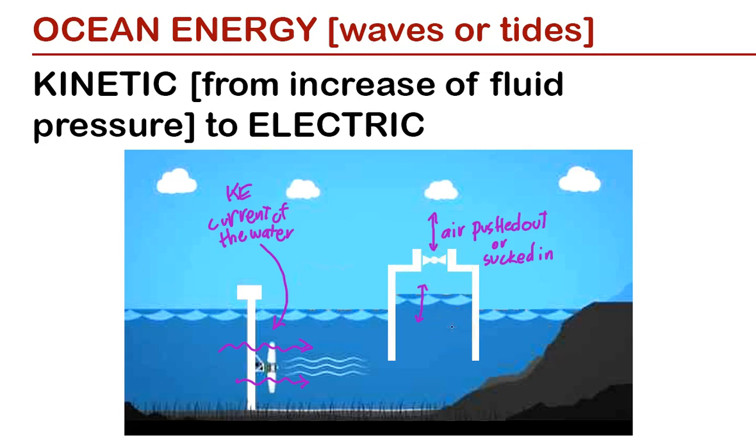So it's still using the ocean movement, but the ocean movement is going to be making air move back and forth across a fan. So in that case, my turbine is being driven by air. But in the case of over here, I've got basically the current of the water being the pushing force. And that's ocean energy. Okay.